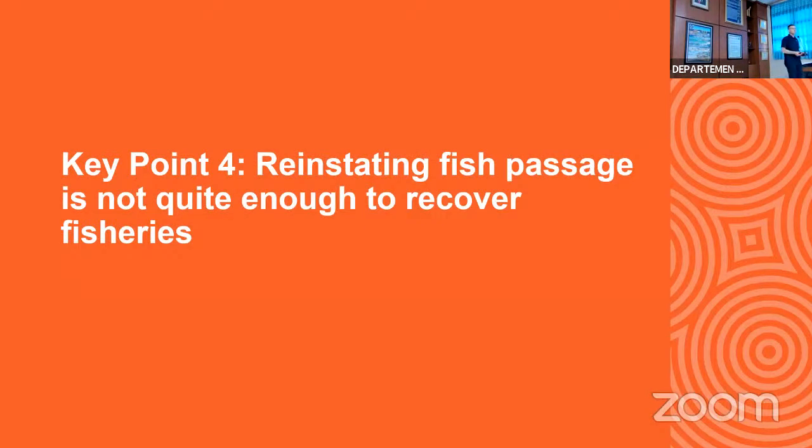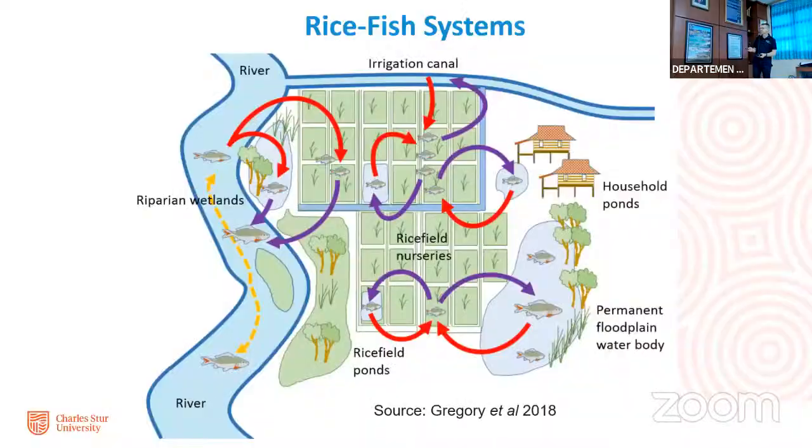Now, the fourth point I'd like to talk about is, at this point, we were only talking about migration, and sometimes just thinking about the migration is not quite enough to recover the fish. Because in rice fish systems, fish don't only move in the main channel, they also interact with the floodplain, especially in the rainy season. And sometimes that's really important for fish to access nursery habitats, because the floodplains are very productive areas. So not only do we have to think about fish moving up and downstream, we also have to think about fish moving laterally or sideways, so that they can access these habitats on the floodplain.